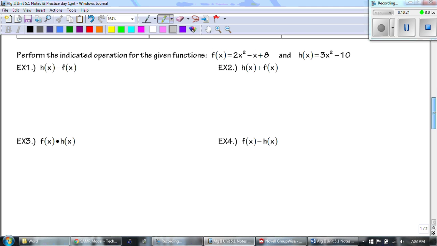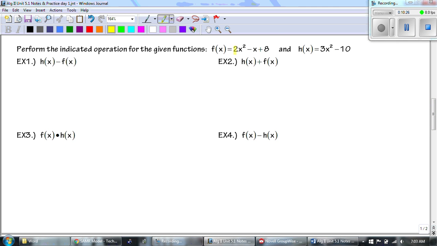All right, so here, now we only have two functions. I said here's f of x and h of x. So our first one, we have to look to see what's first, h of x minus f of x. Pay attention to the sign in between, okay? So for h of x, we have 3x squared minus 10, and I am subtracting that with f of x, which is 2x squared minus x plus 8, okay? So there's f of x, there's h of x.